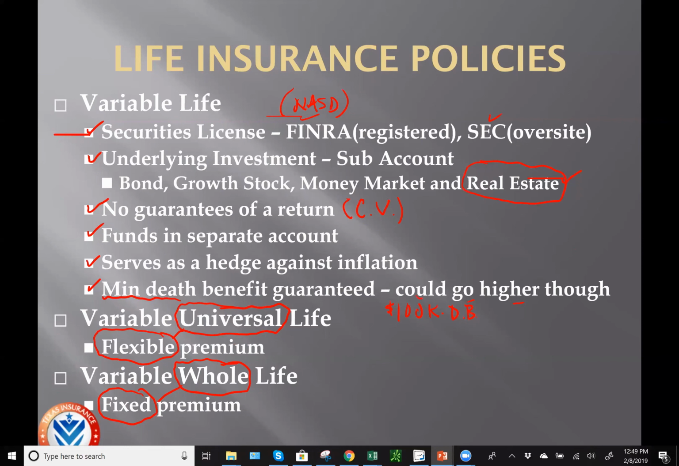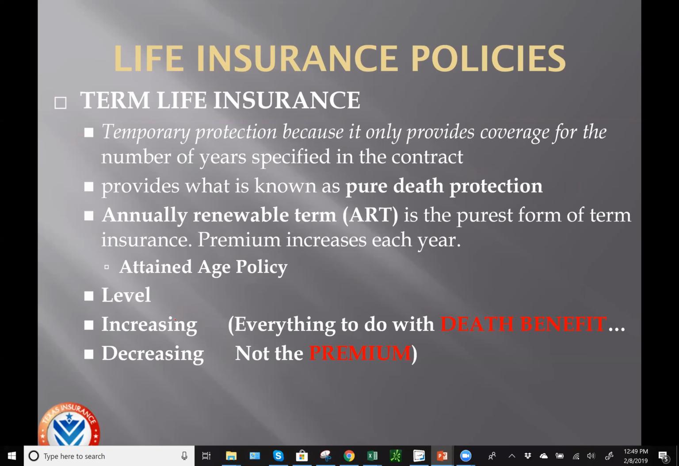All right, so that's it for permanent policies right now. Now let's switch over to term. So term is different than permanent. Term is temporary protection. It only provides coverage for a number of years specified in the contract. That could be like a 10, 20, 30-year term or anywhere in between. I'll use 20 years for some examples that I'm going to give you along the way.